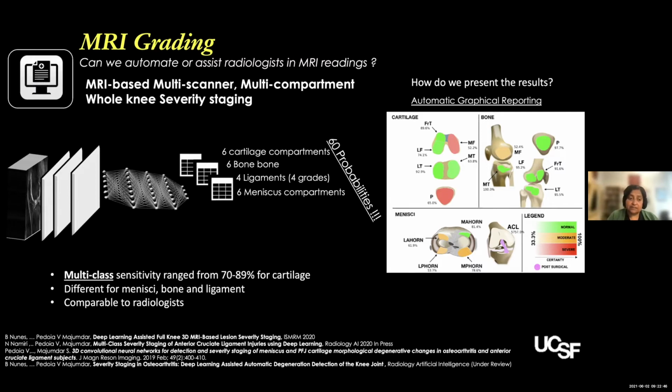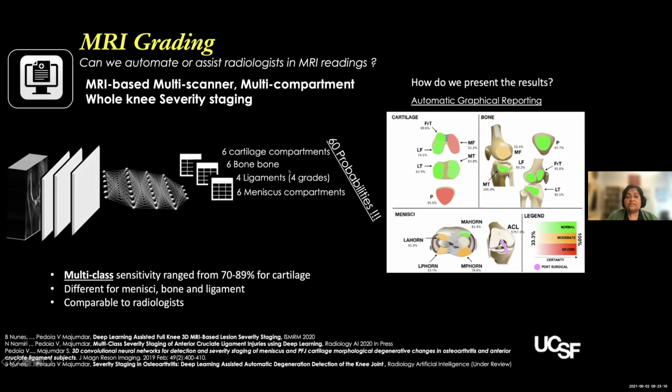and their clinical significance. So using first some of our highly curated research data sets, we have developed a methodology for actually training a model, validating, and then testing a model for detecting some of these lesions. We have multi-class sensitivities, which range from about 70 to 89% for cartilage. It's different for menisci, bone, and ligaments. And I will talk about the model performance in a little bit.